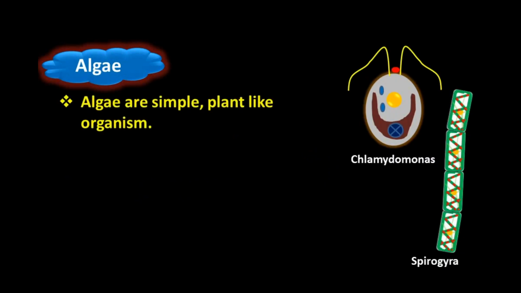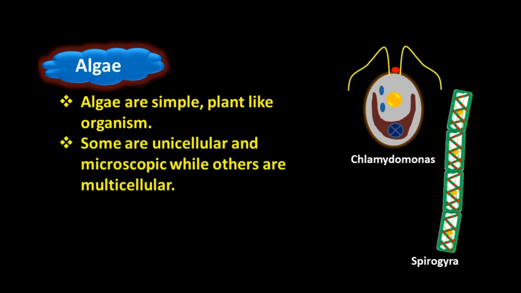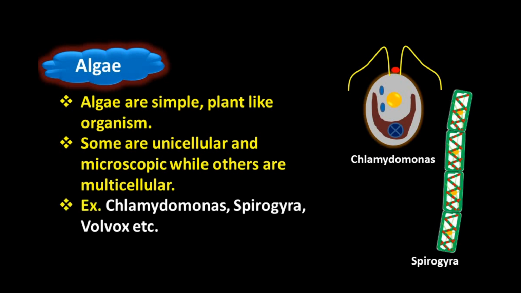Algae. Algae are simple plant-like organisms. Some are unicellular and microscopic, while others are multicellular. Generally, algae are found in water. They are green in color, so they make their own food. Examples of algae are Chlamydomonas, Spirogyra, Volvox.